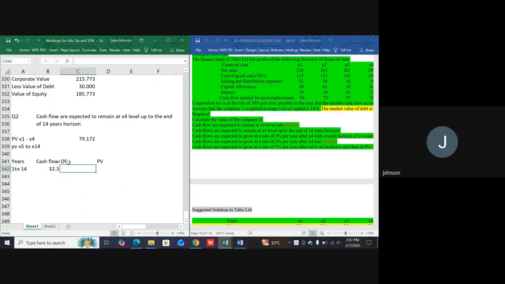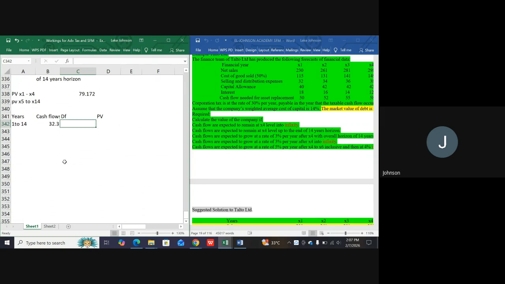When you are trying to get an annuity, this is an annuity, okay? So let me put a note here. Whenever cash flow remains constant from one year to another year, we have an annuity. Okay, we have an annuity.